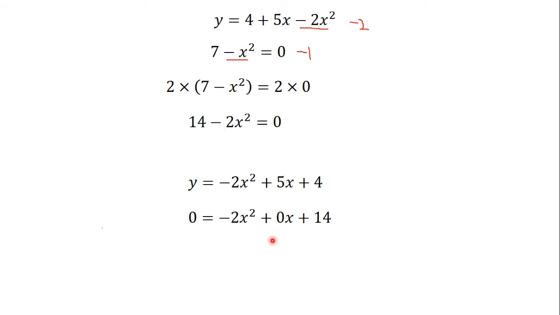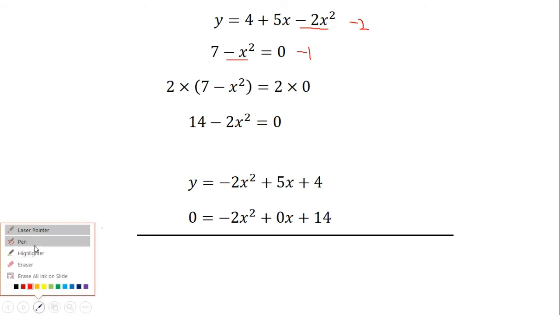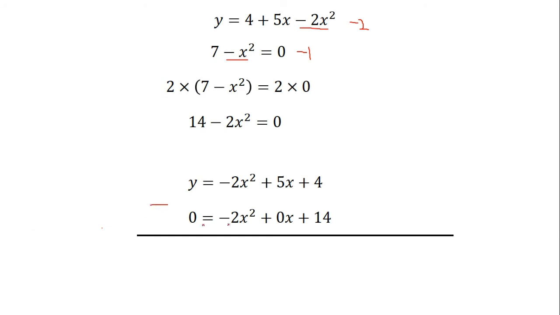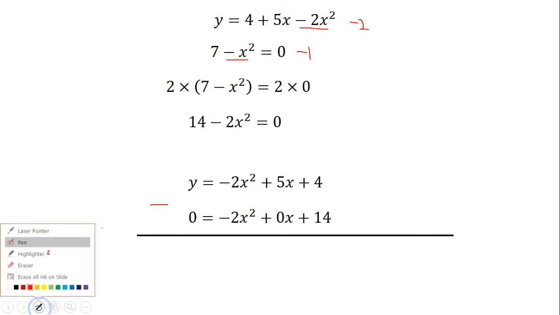There is no x term here, so I'll write it as plus 0x, because 0x is the same as 0. Then I'll write the constant as the last term, so plus 14. So we are going to subtract this equation from this function.